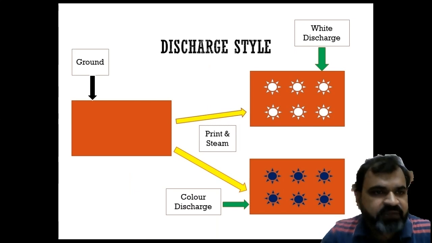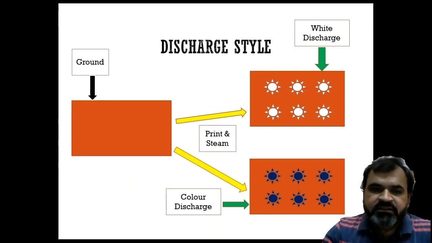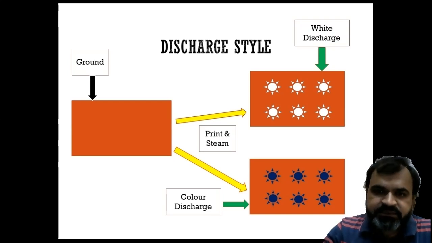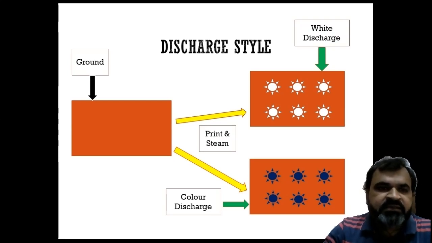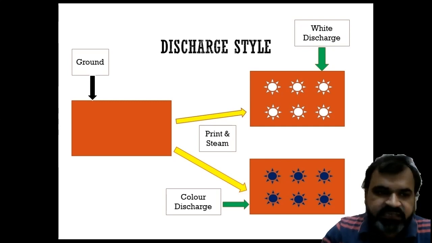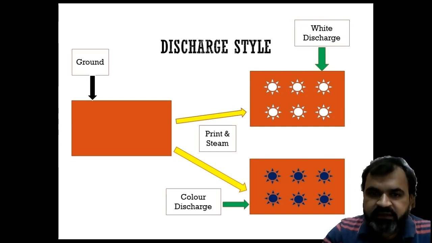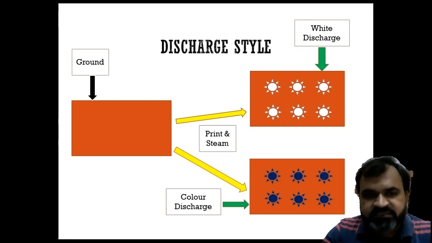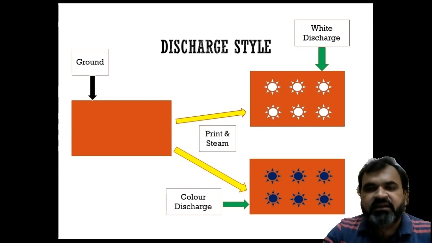What is the basic fundamental of the discharge style? Here the fabric is dyed with a single shade or maybe a combination of shades, which is known as the ground. When you print a design and go for steaming, wherever you have printed, the printed area is converted into a white zone. How? Because we add a reducing agent in the discharging paste. That reducing agent reduces the ground color and the ground becomes colorless, because when it is reduced, the double bond of the dye is converted into a single bond. That's why the color disappears.